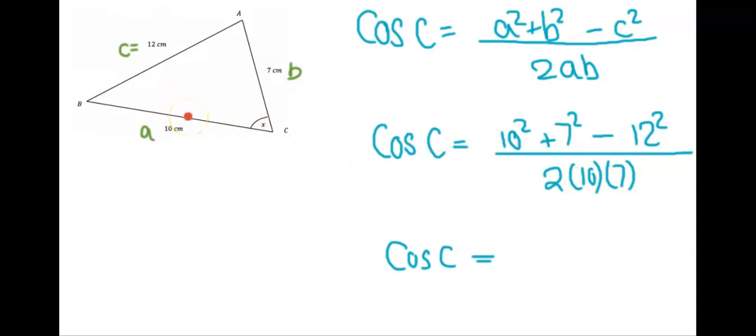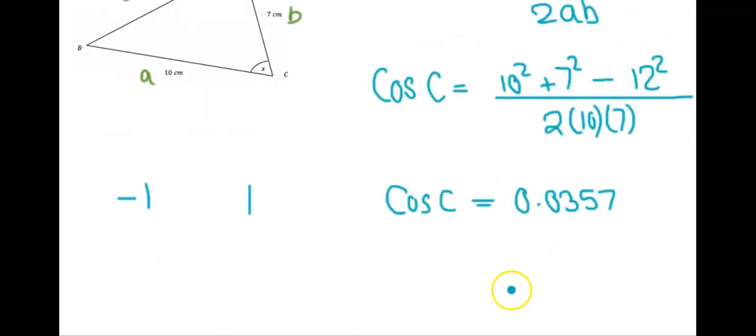Remember, the value will always be between -1 and 1. If it's more than 1, it's wrong. If it's less than -1, it's wrong as well, because cos cannot be more than 1 or less than -1. So this value will be between 1 and -1. So when we put that in the formula, we got 0.0357.